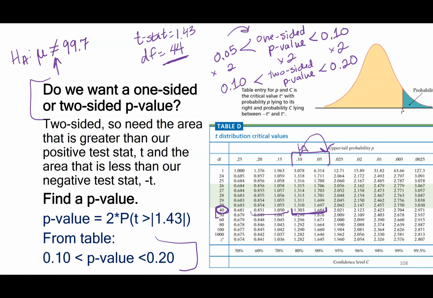Obviously, you're more than welcome to use the calculator. Just remember to pick two-sided, or if you pick one-sided, you have to take that p-value and multiply by 2.